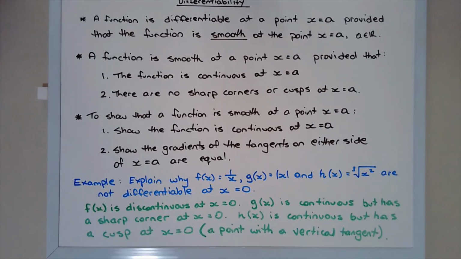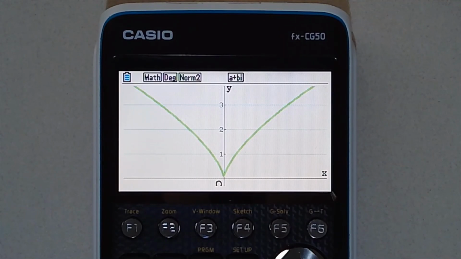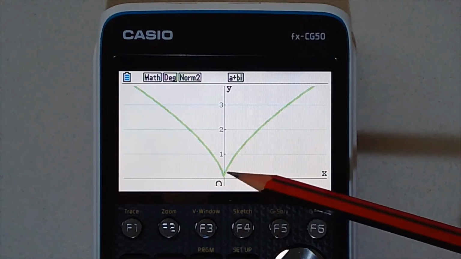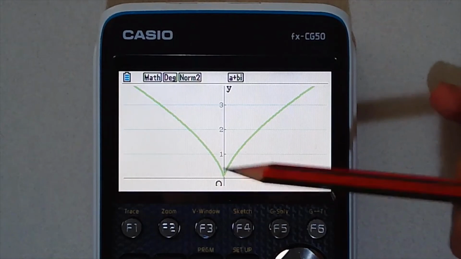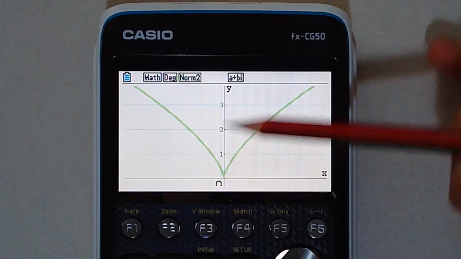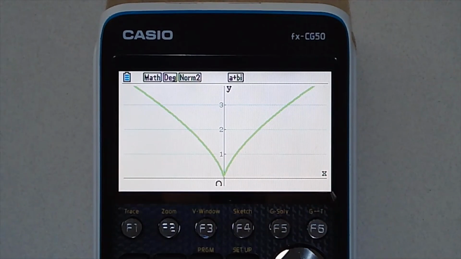It's not smooth. Now, h of x is continuous, similar to g of x, but has a cusp at x equals 0. Now, a cusp is a point that has a vertical tangent. So this is the graph of h of x, the cube root of x squared. Just to show you what a cusp looks like, that's what it looks like there, just at the origin. And if you were to try and determine the gradient of the tangent at that point, it's in fact vertical. So therefore, we cannot define the gradient of the tangent at that point.